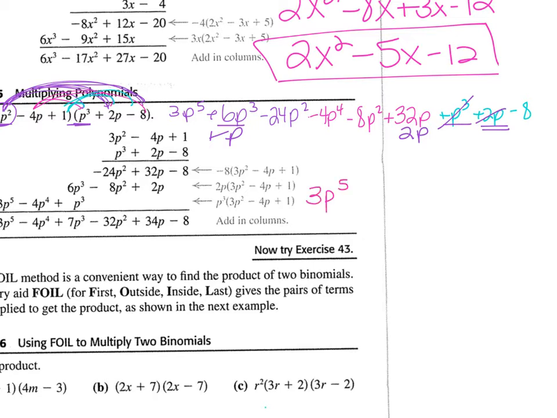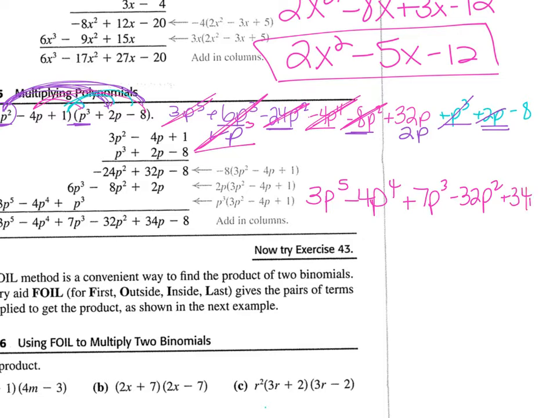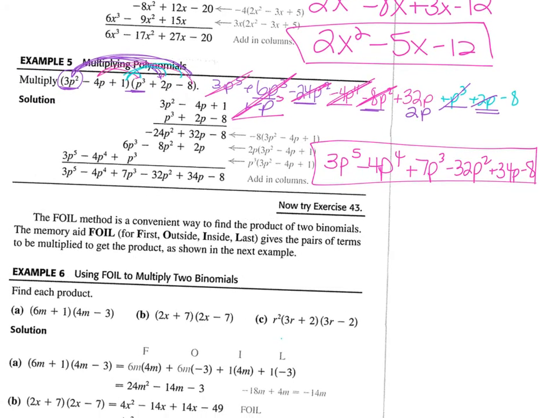So there's only one p to the fifth. The next one down would be a p to the fourth, which is negative 4p to the fourth. That one's gone. P to the third, I've got 6p to the third plus p to the third. So that's a 7p to the third. That's gone. And then I've got negative 24p to the second, negative 8. So negative 32p to the second. Those two are now gone. 32 plus 2 is 34p minus 8. So just be really careful. That's a lot of steps in there. It's easy to make a mistake.